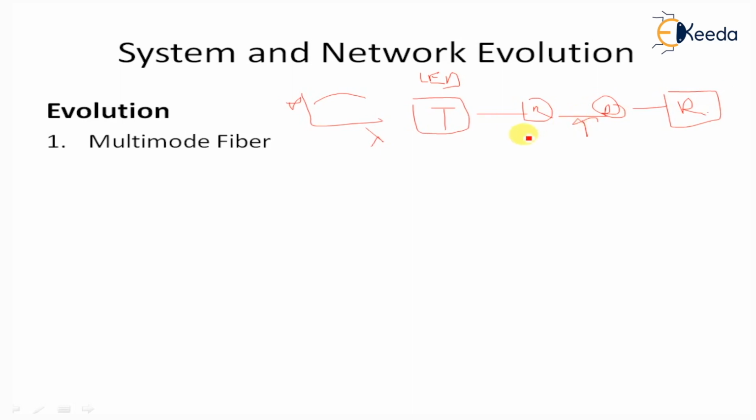In the early systems, LEDs were used as the transmitter for multimode fiber. A system using an MLM laser over a single mode fiber has also been used. The second step is single mode fiber. Using single mode fiber means eliminating intermodal dispersion.